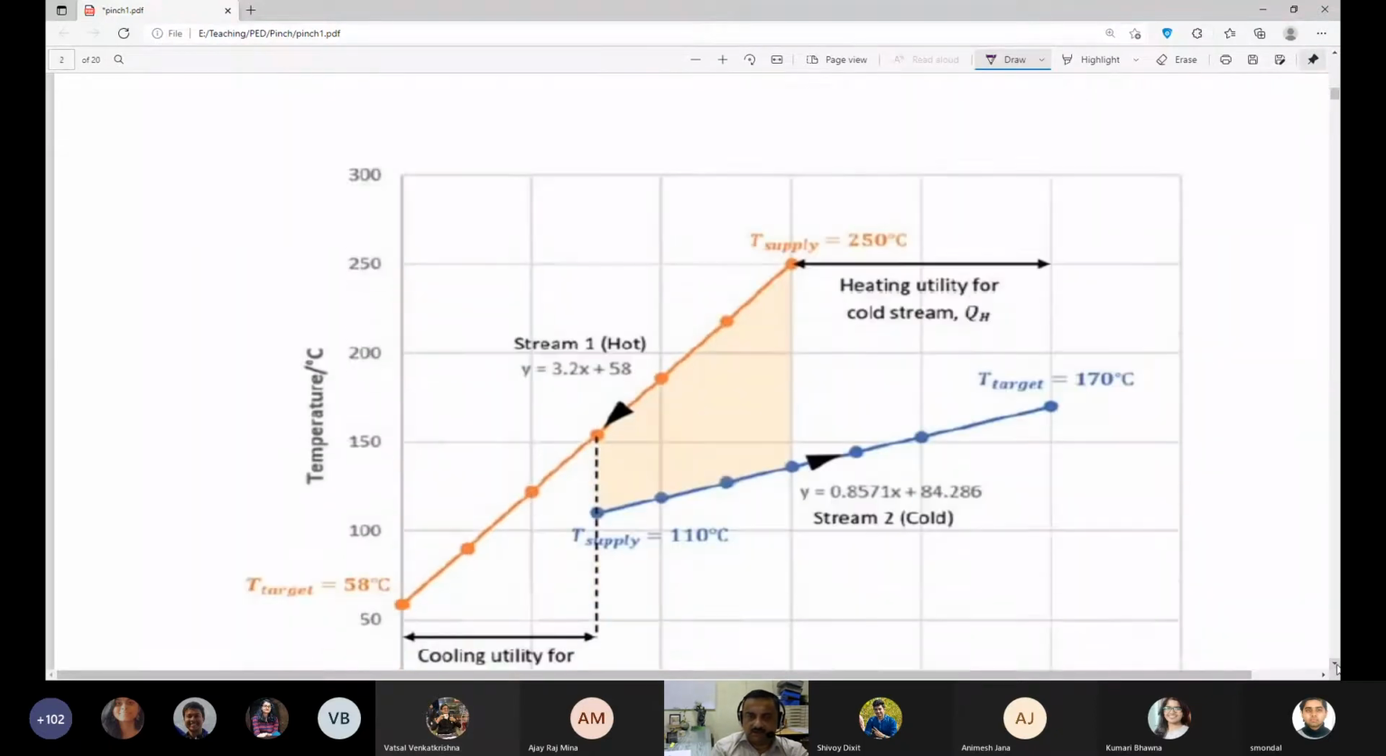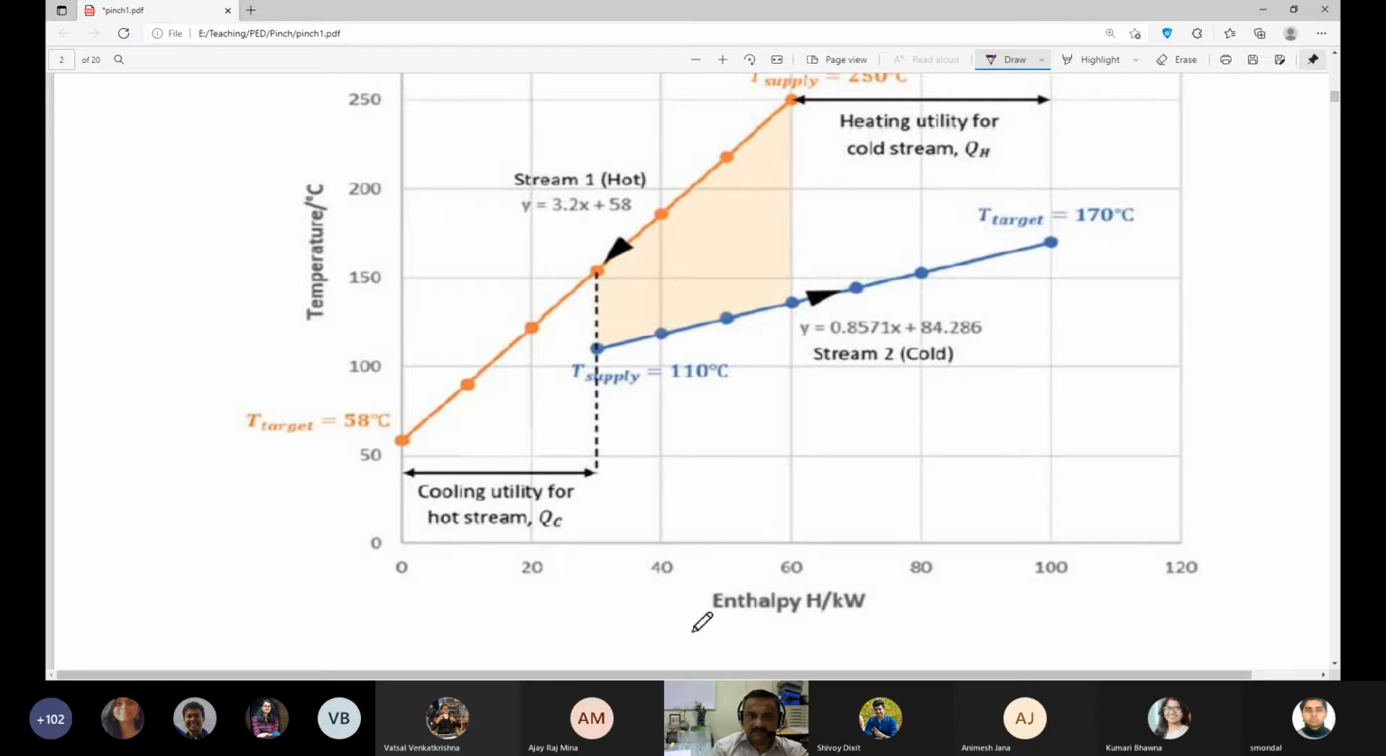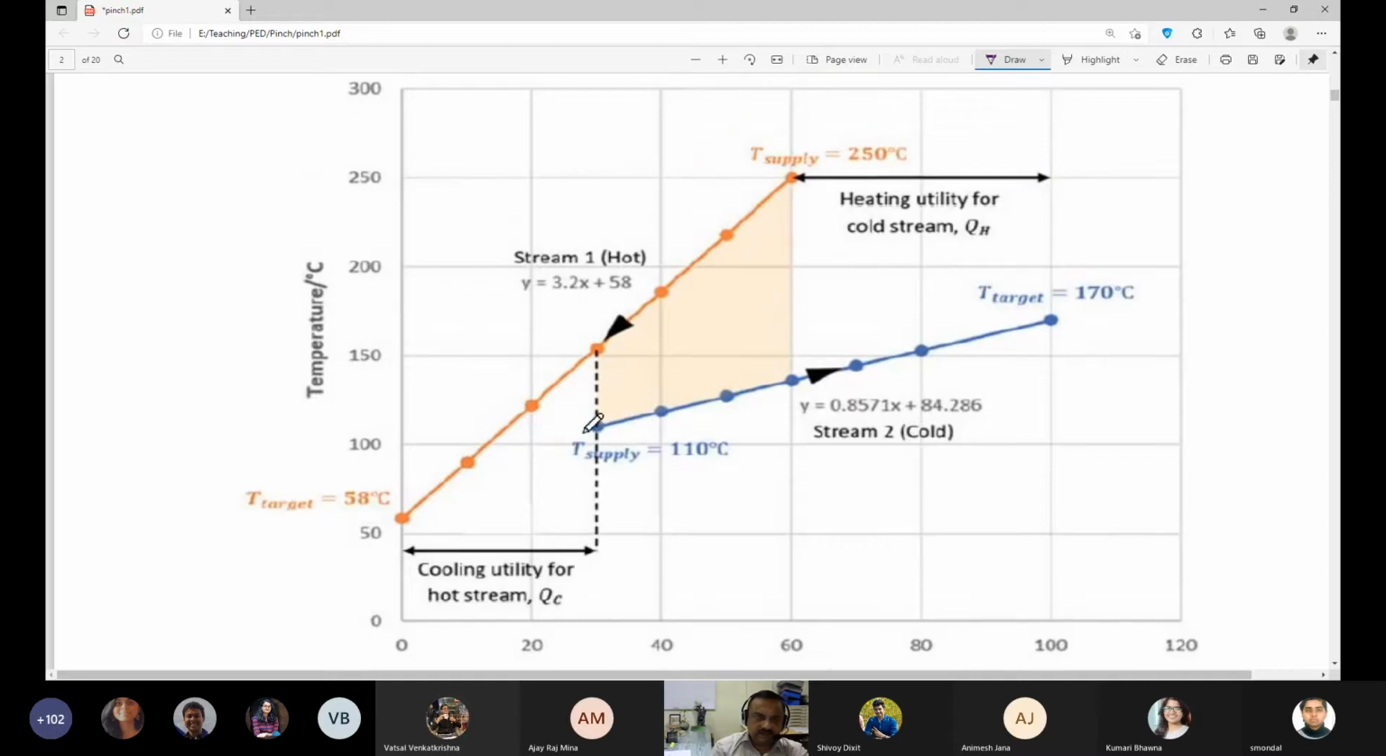So if we plot them on a temperature versus enthalpy plot, as the temperature decreases, the enthalpy, you can write it as MCp (T minus T ref), so as the temperature decreases, its enthalpy decreases. So you can have a line like this, and if your Cp is constant, then MCp would be the slope of this line. At supply it is 250 degrees centigrade, and here it is 58 degrees centigrade. So this is how the temperature would be coming down. This is the hot stream.